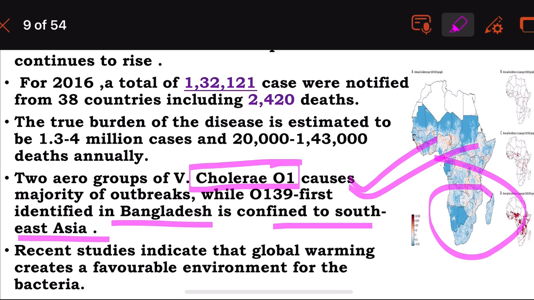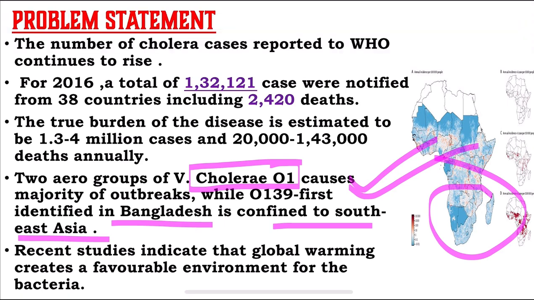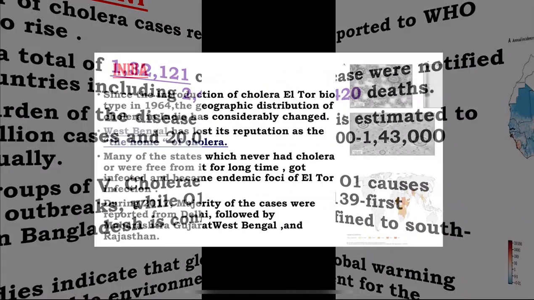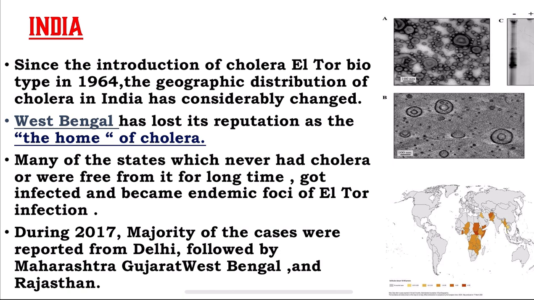Recent studies indicate that global warming is creating a favorable environment for the bacteria. Okay, the recent studies have discovered that. Moving further, in India, since the introduction of the cholera Eltor biotype. So we have another thing, that is Eltor biotype.